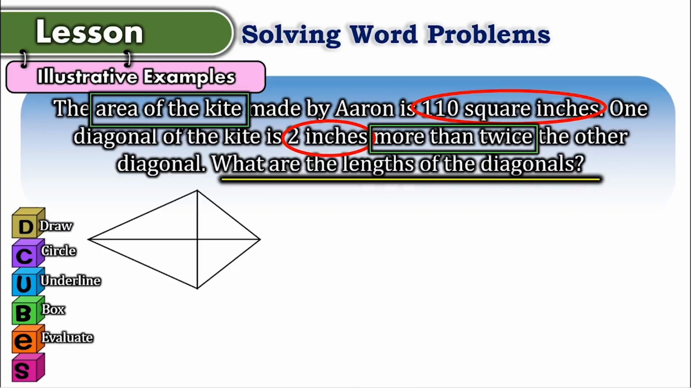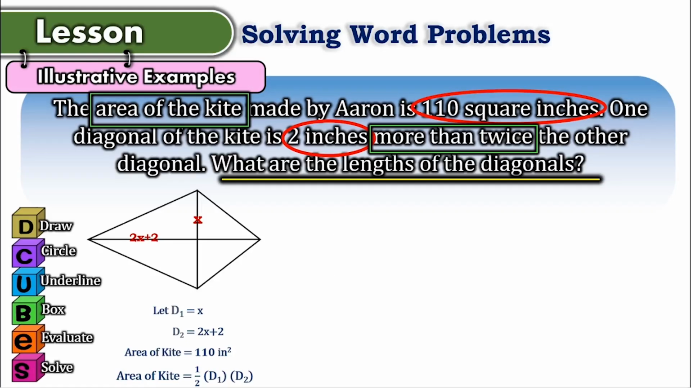One diagonal of the kite is 2 inches more than twice the other. Thus, we let diagonal 1 be equal to x and diagonal 2 be equal to 2x plus 2. Use these details to label the illustration. The area of the kite is given, which is equal to 110 square inches, and the formula in finding this area is 1/2 multiplied to the product of the lengths of the 2 diagonals. Using this formula, we can get the lengths of the 2 diagonals.